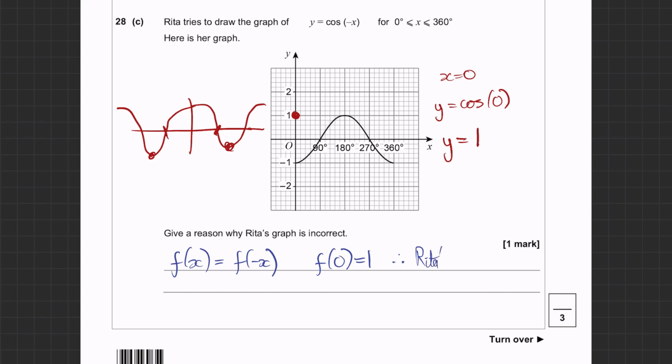Rita's graph is wrong. You could also say the cos x graph reflects in the x equals 0 line. Many explanations. Put it into your own words. Here's a variety of reasons why. But it's worth 1 mark, so don't wreck your brains over it. There's some explanations as to why.